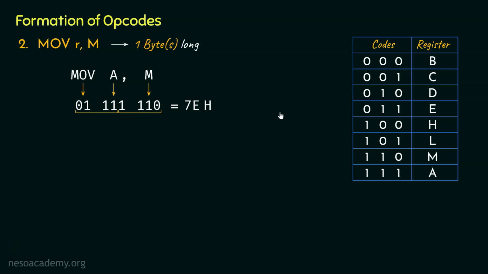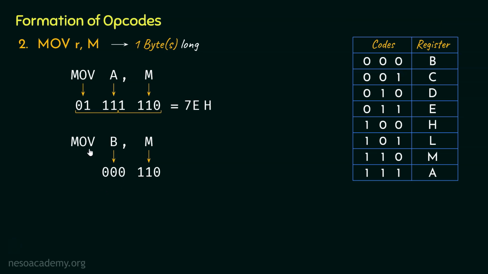I believe you are finding it very interesting. Let's try out another one, MOV B, M. For M, as we have seen, the code is 110, so we will have that. Now what is the code for B? Find it out from the register code. It is 000. So let's have that as well.